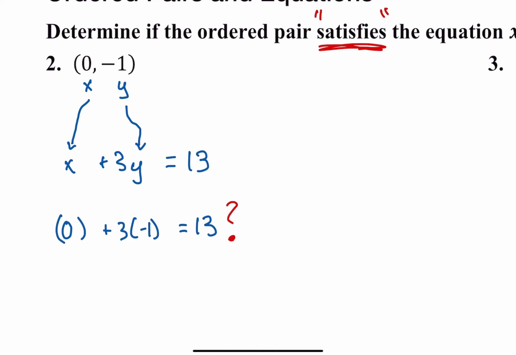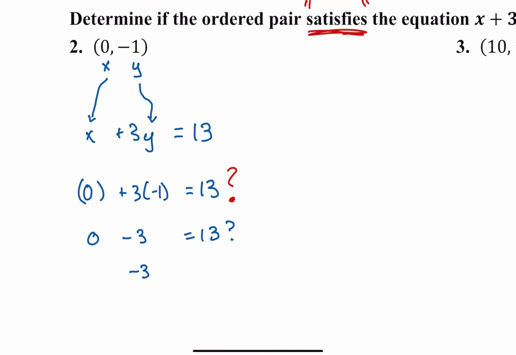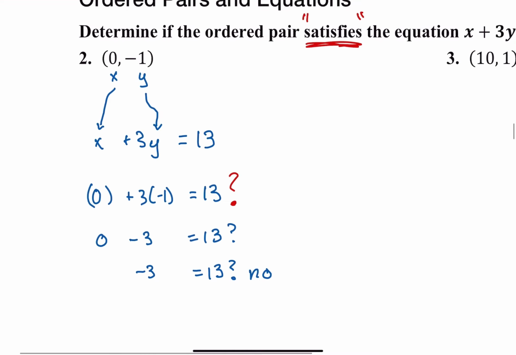And if you go ahead and simplify this, you would have 0 minus 3 equal to 13. And at some point, you'll be able to determine whether the answer is yes or no, and you'll see that the answer here is no. So the ordered pair (2, -3) is not a solution to the equation. It does not satisfy it. Any questions on 2? All right.